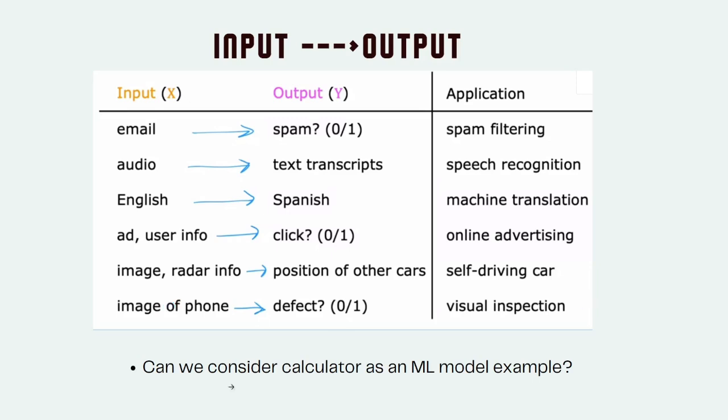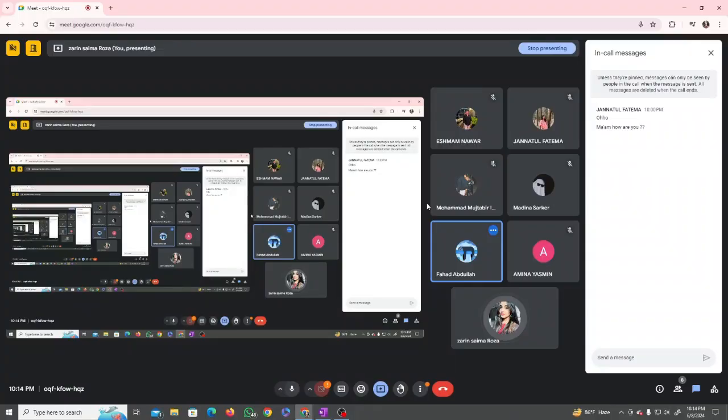Now I have a question for you: can we consider a calculator as a machine learning model example? What do you guys think? Can we consider a calculator as a machine learning model example? No, I guess. All right. Anyone else? Do you want to say anything other than no? Anyone? All right.